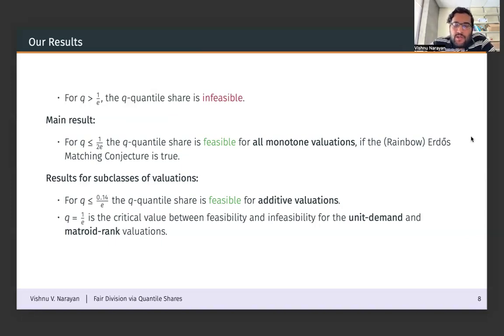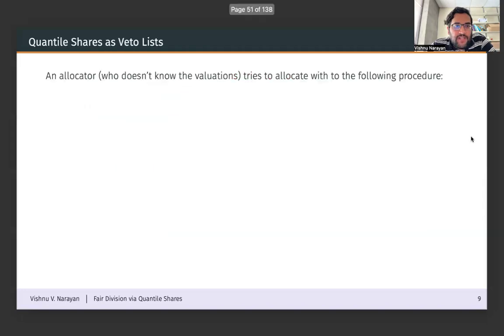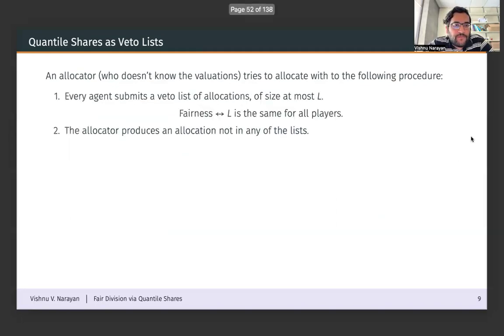So before we show our proof sketches for this, I want to introduce some alternate motivation for the quantile shares notion. So you can think about quantile shares as veto lists. So an allocator who doesn't know the valuations tries to allocate by the following procedure. Every agent submits a veto list of allocations of size at most L. And here fairness is captured by the fact that L is the same for all of the players. And then the allocator produces one allocation that is not in any of the lists, so has not been vetoed by any of the agents.